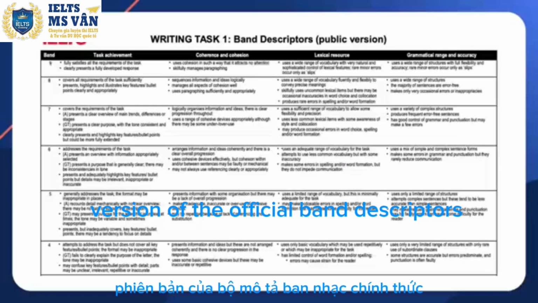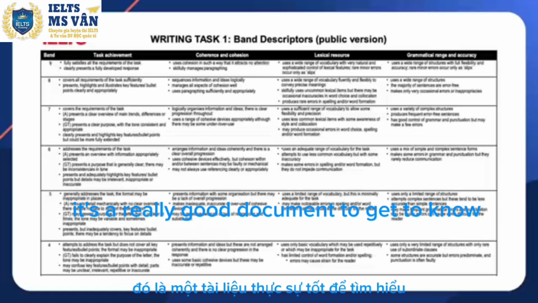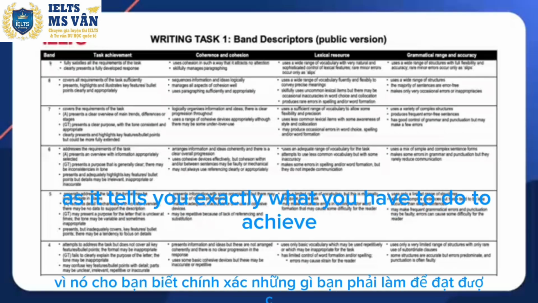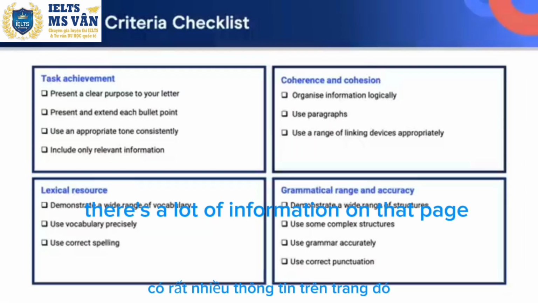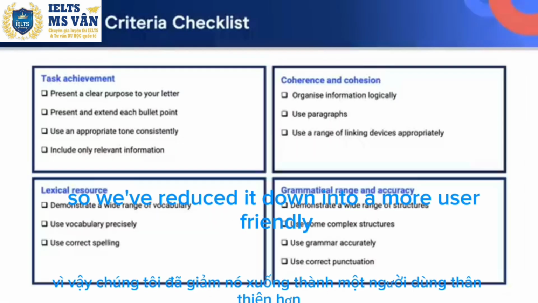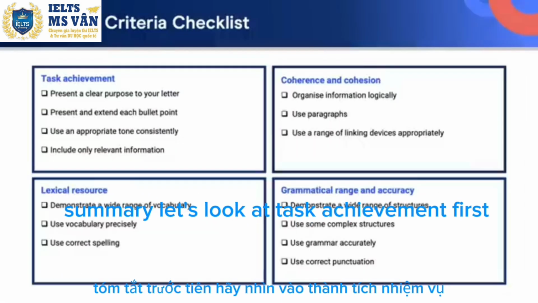Version of the official band descriptors. It's a really good document to get to know as it tells you exactly what you have to do to achieve each band score in each category. There's a lot of information on that page, so we've reduced it down into a more user-friendly summary.